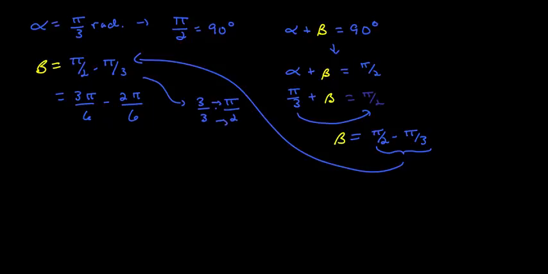And so when I go across, this gives me 3 pi over 6. So again, just getting a common denominator. Same thing here, I multiplied top and bottom of this by 2. So I have 3 pi minus 2 pi, so it just gives me 1 pi on the top over 6. And that's our beta value.